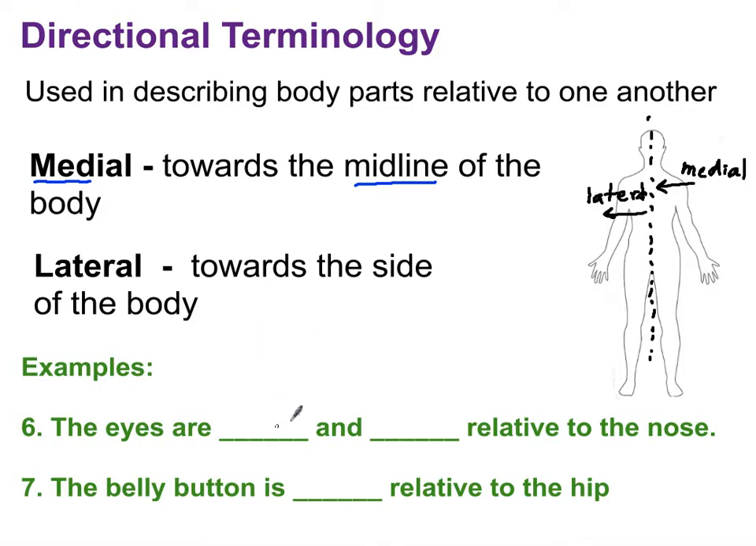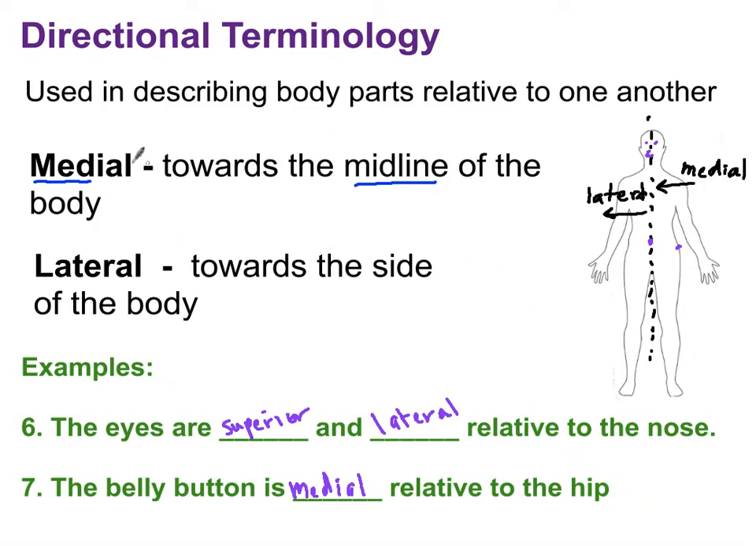Okay, so as you can see, sometimes we have multiple terms here. Oh man, what is she doing to us? Well, we already know that the eyes are superior. And in this case, if we think about where the eyes are, our little person over here and their nose, the eyes are also going to be lateral relative to the nose. The belly button, however, right about here, and then the hip here, the belly button is closer to the midline of the body, so the belly button is going to be medial relative to the hip.